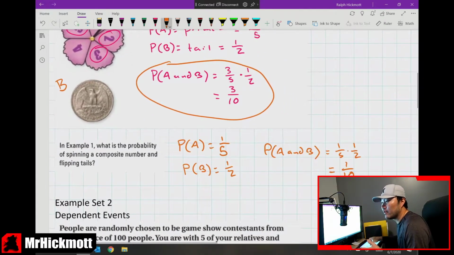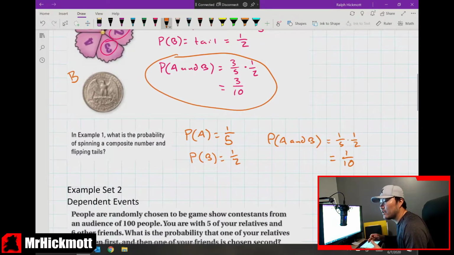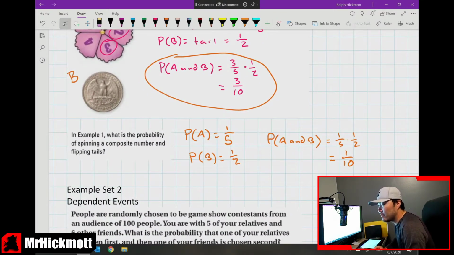Oop, let me go ahead and zoom out so you can actually see the whole thing. You've got a 1 out of 10 probability of getting a composite number and flipping the tails. Okay, not very good odds overall, not very good probability. It's very low. All right, so that's independent probability. With multiple events, you just keep multiplying them through to get the overall probability.